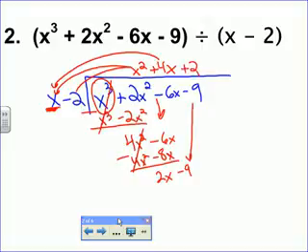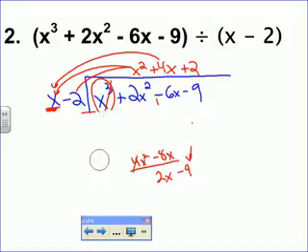You guys okay so far? Want me to redo that? I know what I did wrong. Okay, let me, here, I'll rewrite it.